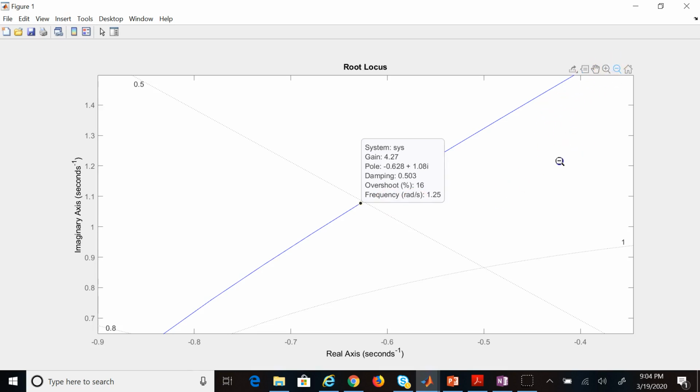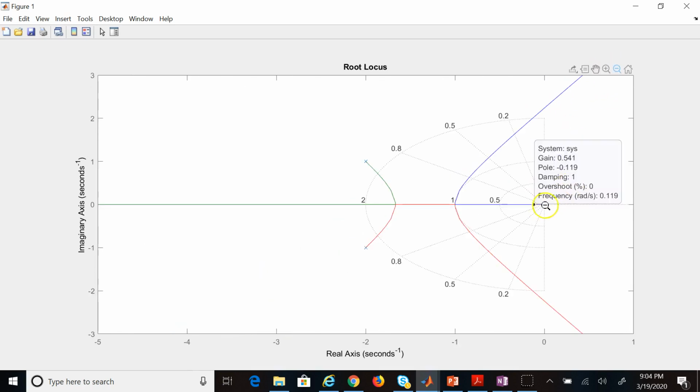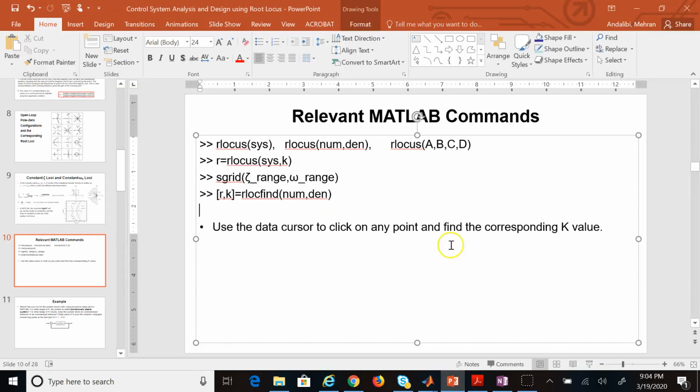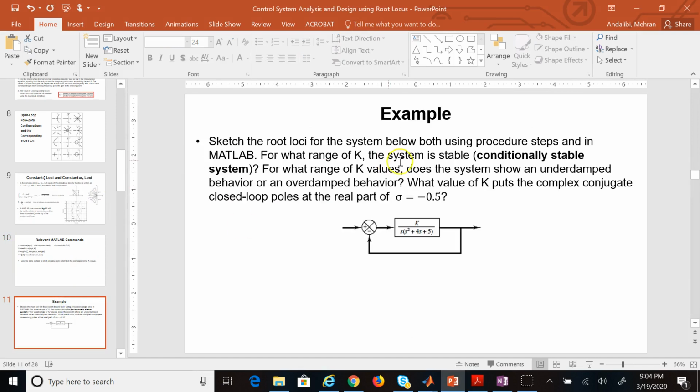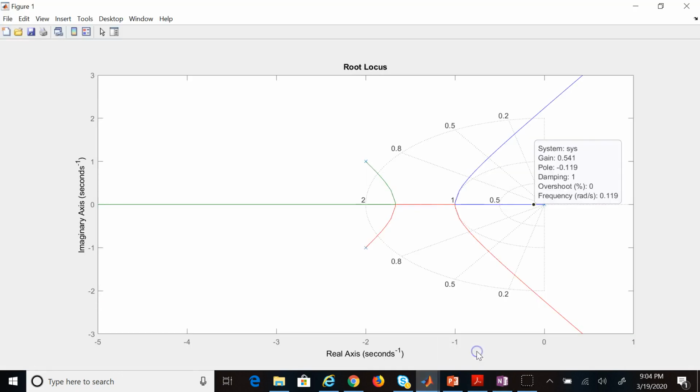Now, if I get back here and look at this problem that I was interested in, this problem says find k so that sigma is equal to negative 0.5. So I should click somewhere that makes sigma around negative 0.5. So if I go back here, let's say I draw a vertical line that passes through negative 0.5.